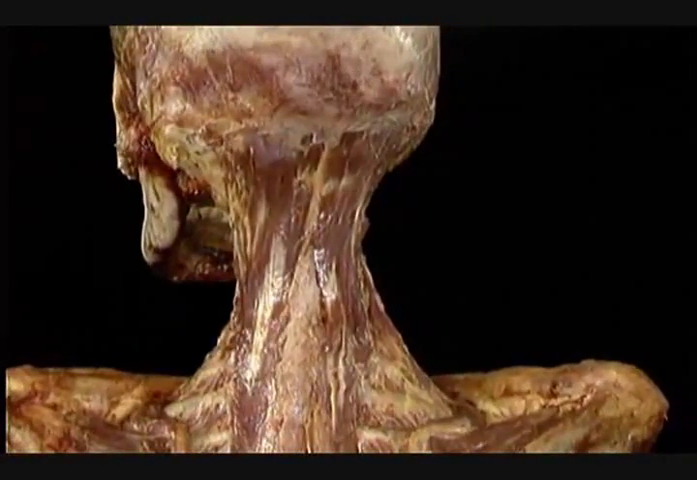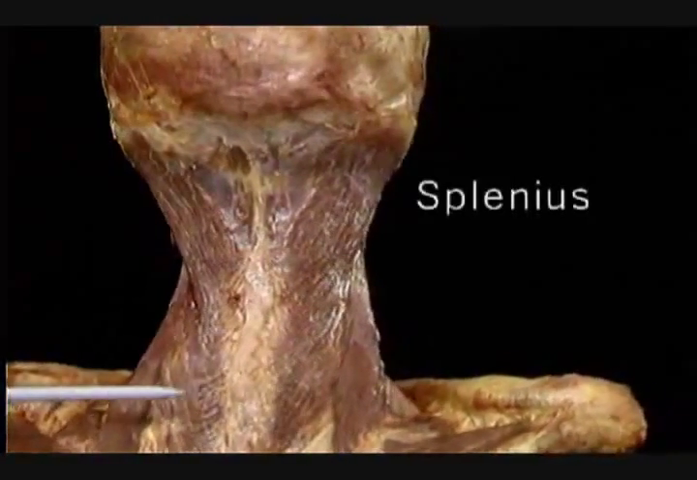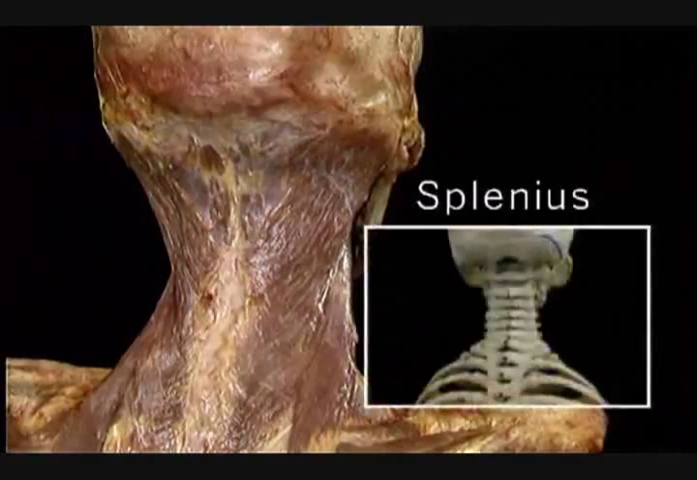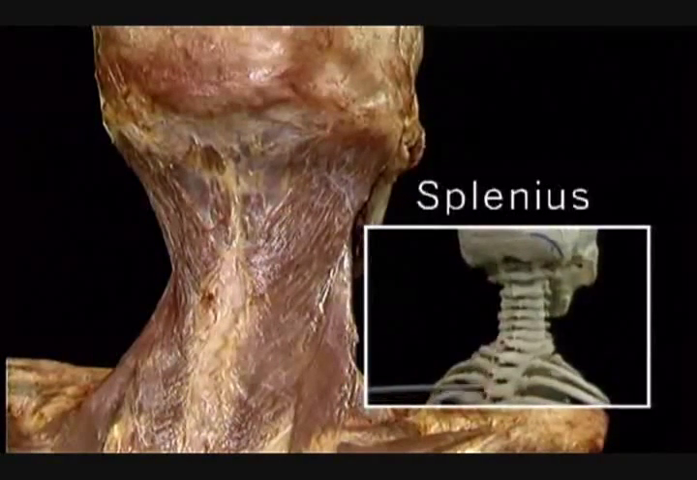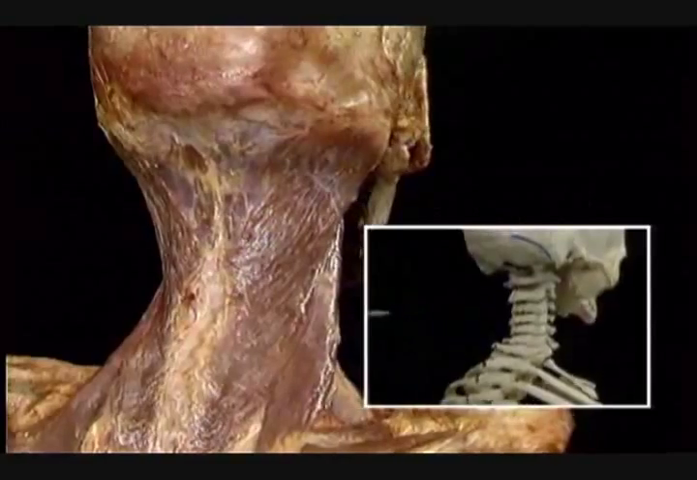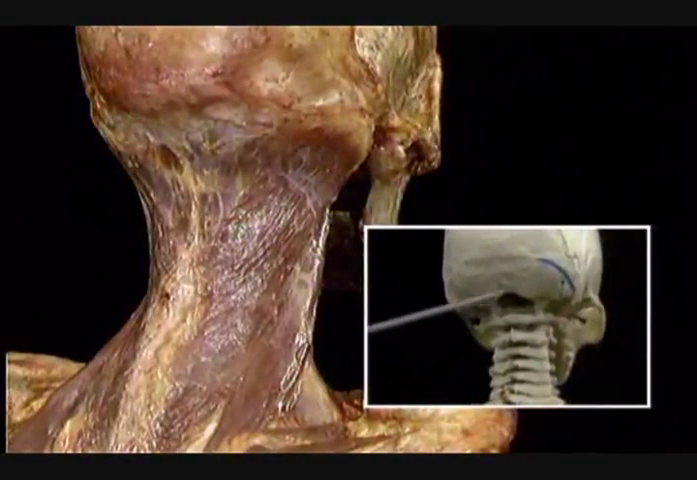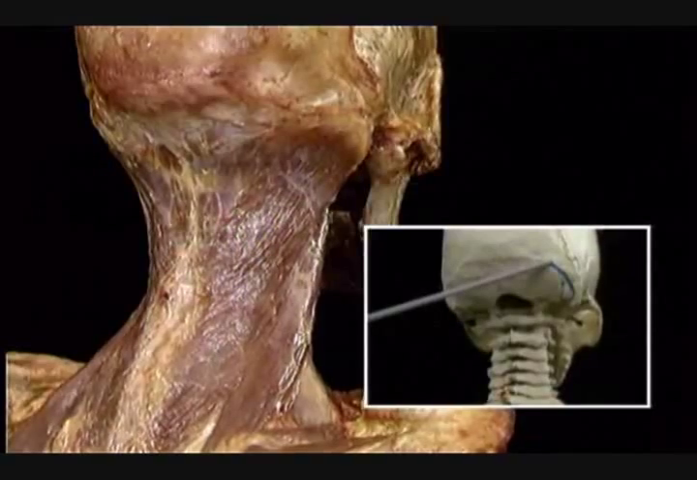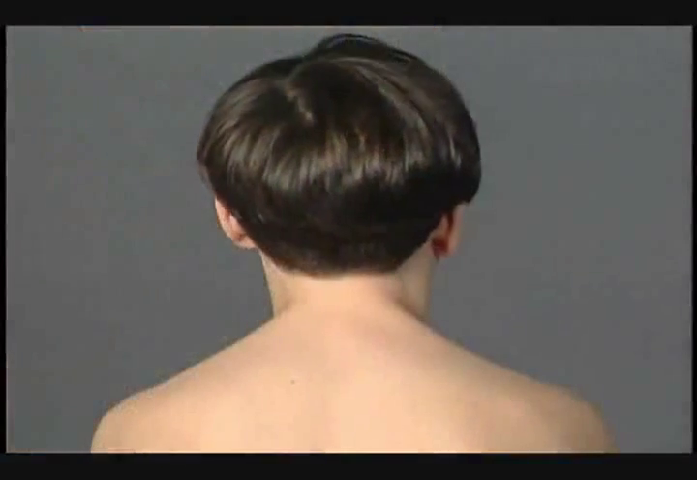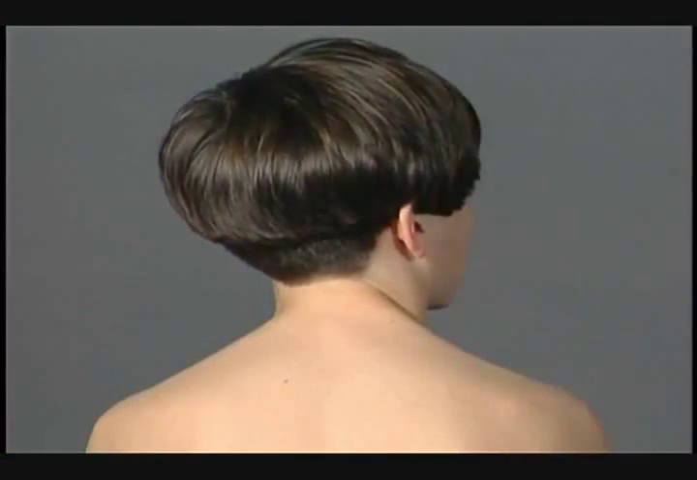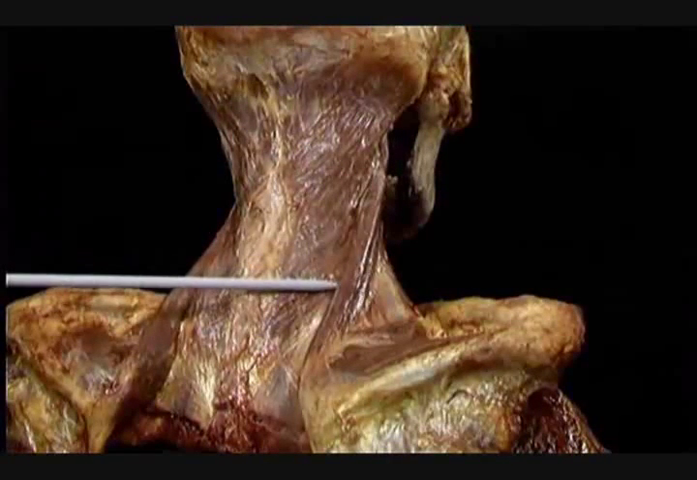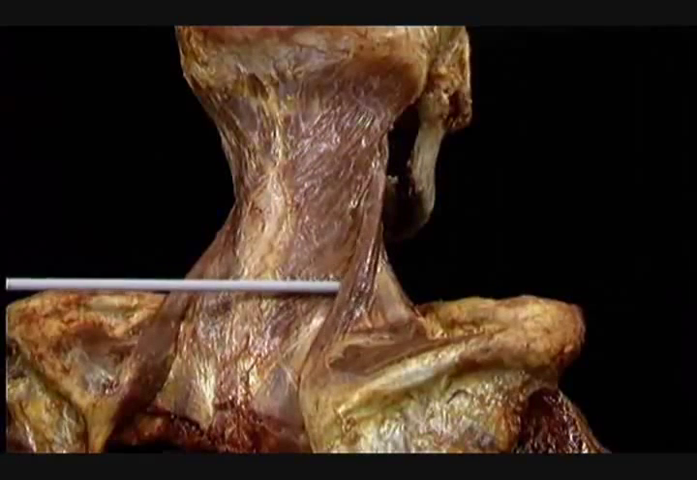Next we'll add splenius to the picture. Here's splenius. It's a broad strap of muscle which arises from the spinous processes of T3 to C7 and from the lower half of the nuchal ligament. Splenius passes upward and laterally to insert in the lateral half of the superior nuchal line and on the back of the mastoid process. Splenius assists in rotating the head toward the same side. This muscle beside splenius is levator scapulae, which is shown in Volume 1 of this atlas.